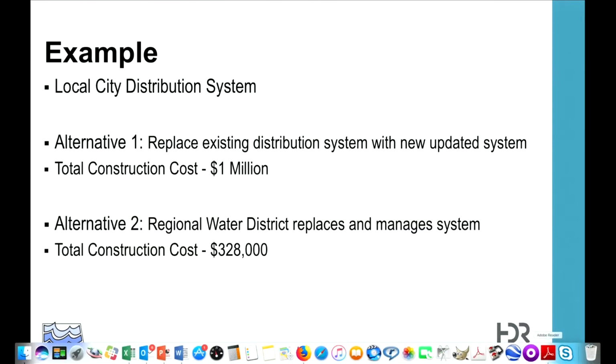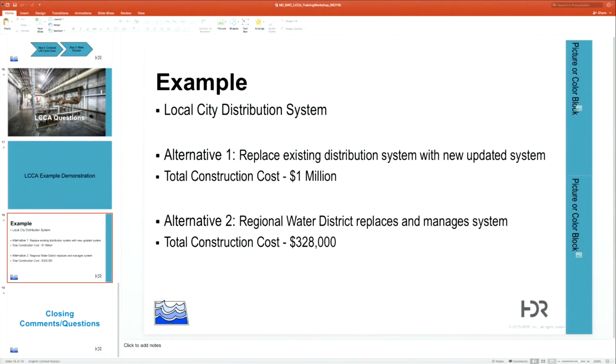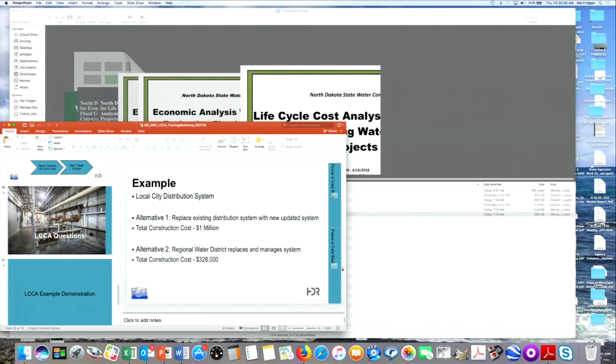So I'll walk through how we built this into the model. And if you have the model up, you can follow along and see where we plugged information in here. So let me get out of PowerPoint here. Back to Excel.